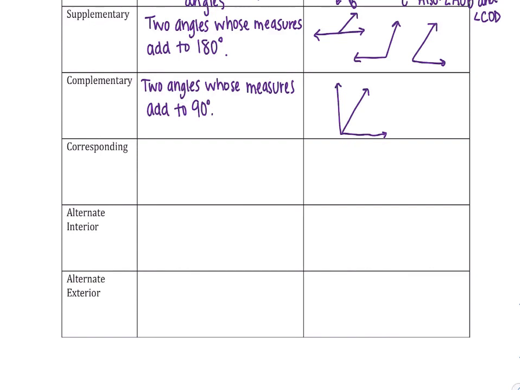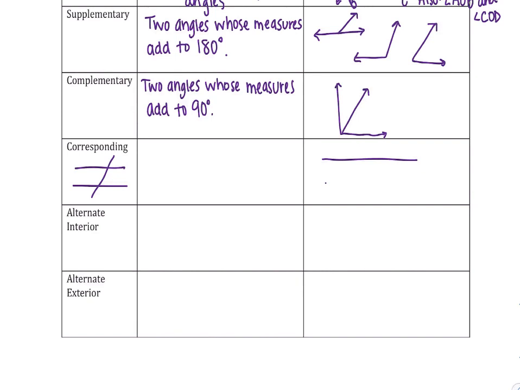Now let's look at what happens when we have parallel lines. So when we're talking about these types of angles, corresponding, alternate interior, and alternate exterior, we're looking at what happens when you have two parallel lines cut by a transversal. That transversal is that line that is going through the parallel lines. So your corresponding angles are going to be equal, and they will be located in the same position if you consider the transversal in each line.